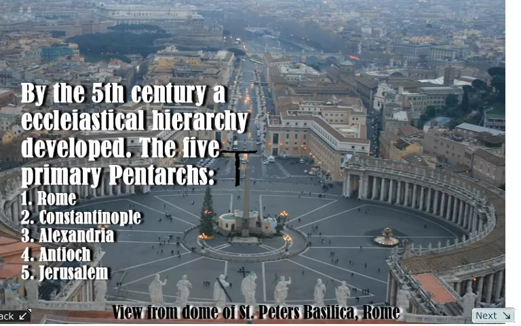By the 5th century, ecclesiastical hierarchy developed. There were the 5 primary pentarchs, pentarch meaning 5. There were 5 key cities and 5 key bishops of these cities. We have, first of all, Rome because of its power, Constantinople, Alexandria, Antioch, and Jerusalem. These were all key cities, wealthy cities, important cities.